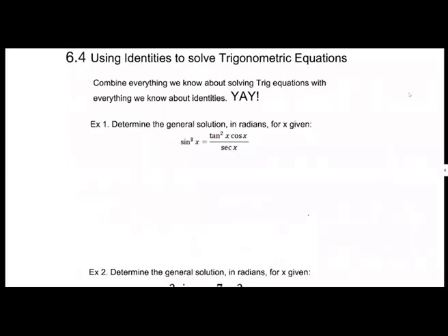Welcome to lesson 6.4, where we're going to use identities to help solve trigonometric equations. So the nice thing about this section is that there is nothing new for us. It's just a combination of everything we have seen regarding trig and general solutions and solving equations.